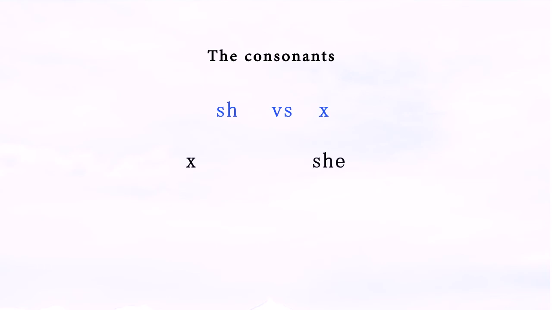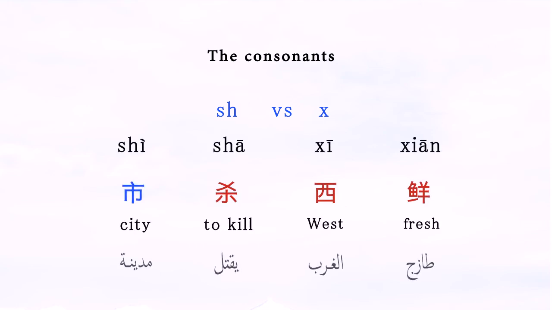SH versus X. The X is the SH sound for soft vowel combinations, like the word she, and SH is the hard sound in the word shadow. Shi, sha, xi, xian.